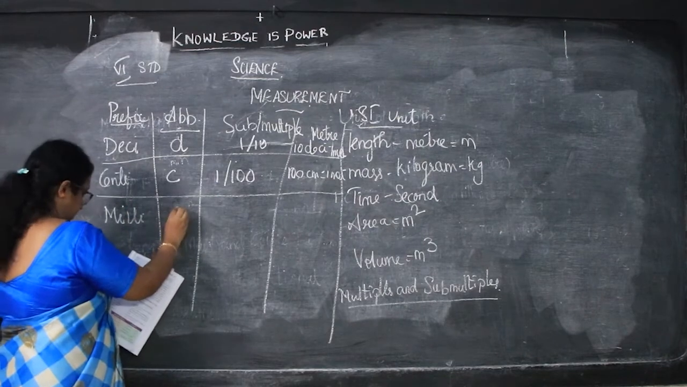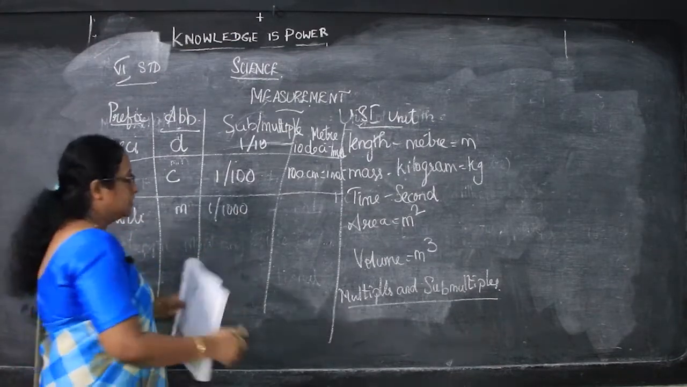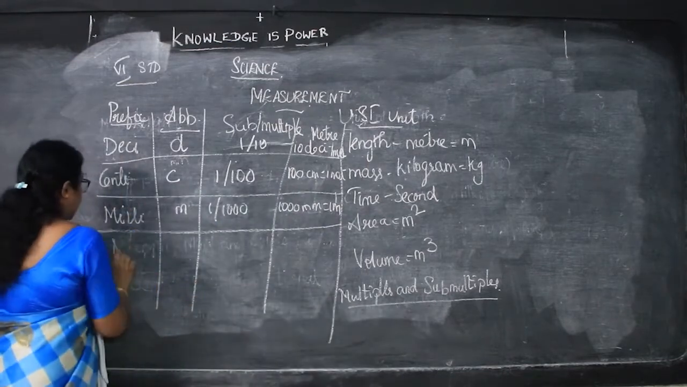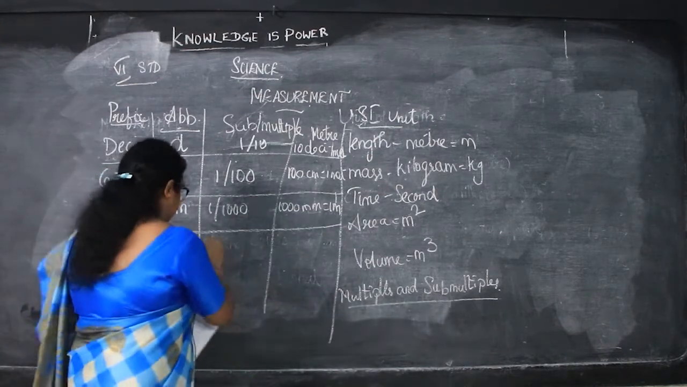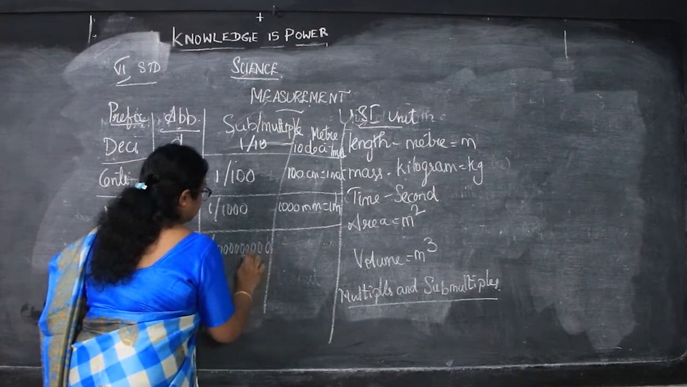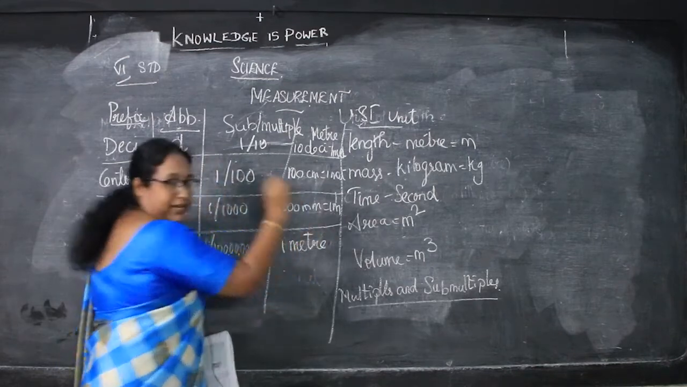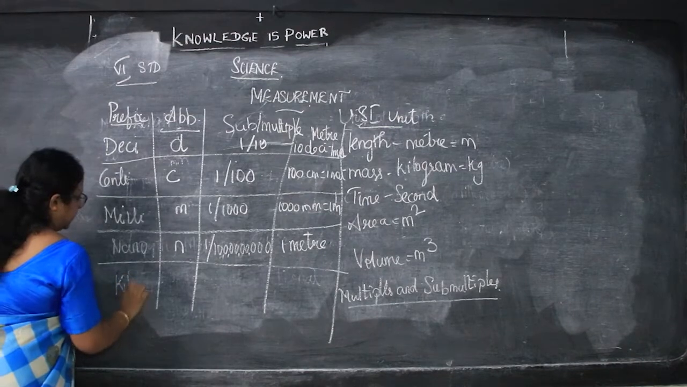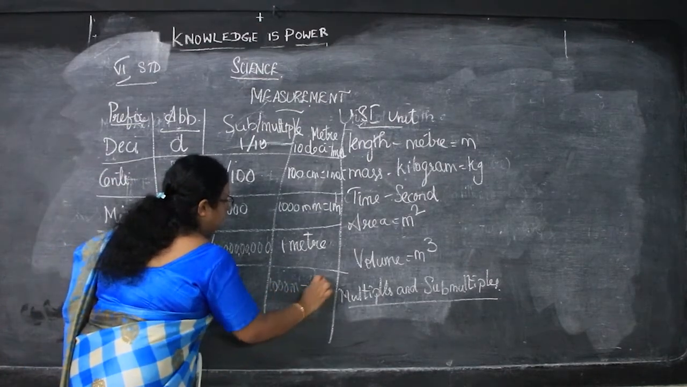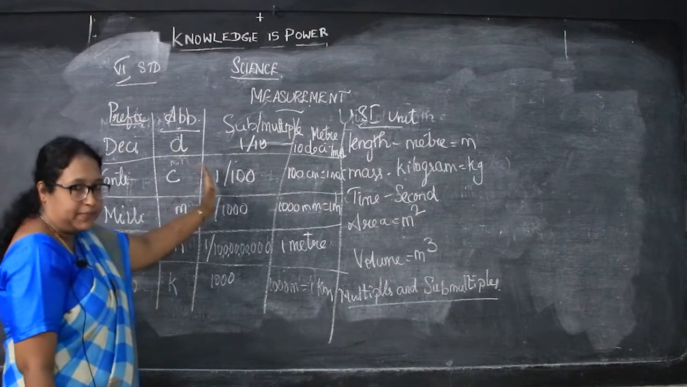Milli, how will you write? As M, and submultiple for this is 1 by 1000. The multiple is 1000, and 1000 millimeter is equal to 1 meter. Next is nano. The abbreviation for nano is N, and the submultiple is 1 by 100 crores. Nanometer is 1 by 100 crore meter. Next is kilo. The abbreviation is K, and the multiple is 1000. So, 1000 meters is equal to 1 kilometer. Did you understand, children? So, deci, centi, milli, nano and kilo, the submultiples and multiples we have seen.